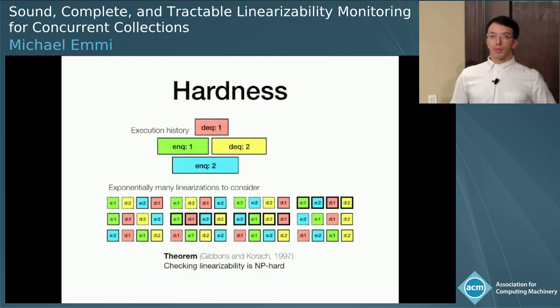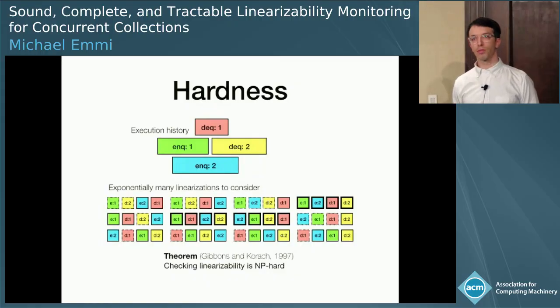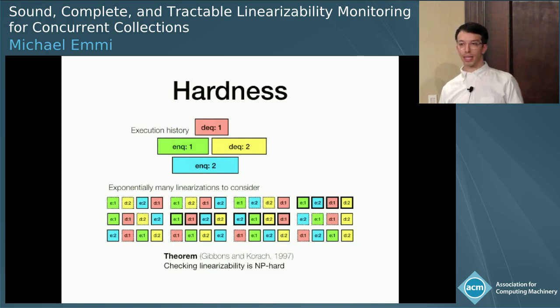However, checking linearizability is hard, and it's not too hard to see why. So if we just take this pretty similar execution history again, in general, there's an exponential number of linearizations to consider. I have to consider all possible orderings. For this execution, I have to consider all possible orderings in which the NQ of 1 is before the DQ of 2, because those are ordered in real time. Otherwise, the other DQ and the other NQ, they can be ordered arbitrarily. So in this case, even though there's only 4 operations, I have to consider 12 possible linearizations.